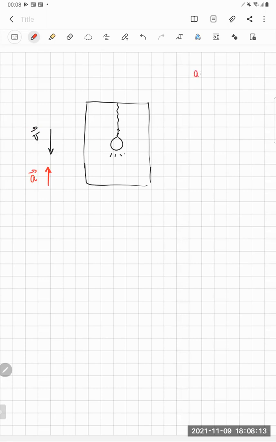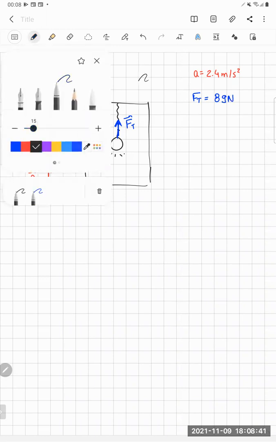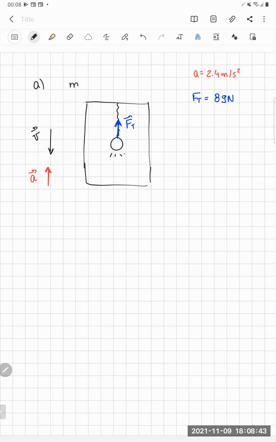They tell us what is the magnitude of this acceleration, 2.4 meters per second squared. They also tell us the tension in the cord. Okay, so I'm going to mark here, there is tension in this cord holding this lamp so it doesn't fall. And the magnitude of this tension is 89 newtons. Very well. And then comes this question for part A of the problem. The question is, what is the mass? Okay, so they didn't give us the mass of the lamp. So what is the mass? We have enough information to find the mass.